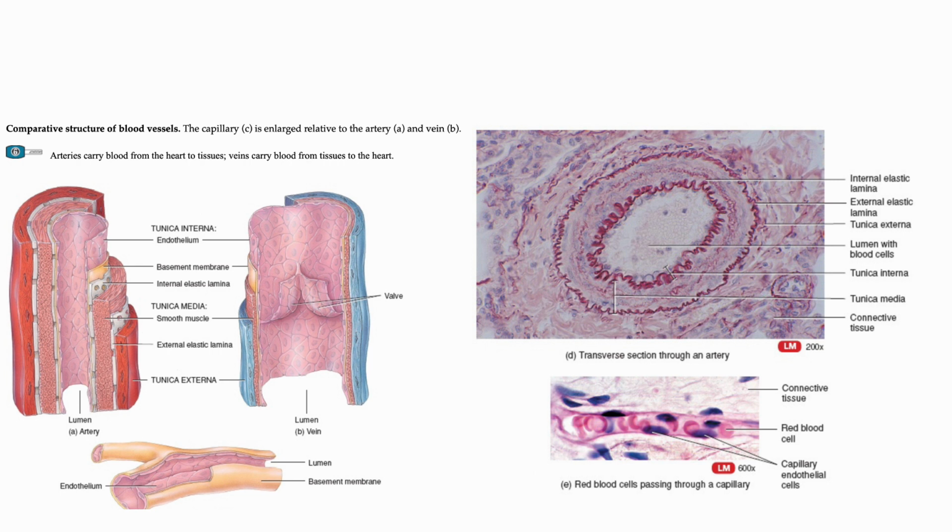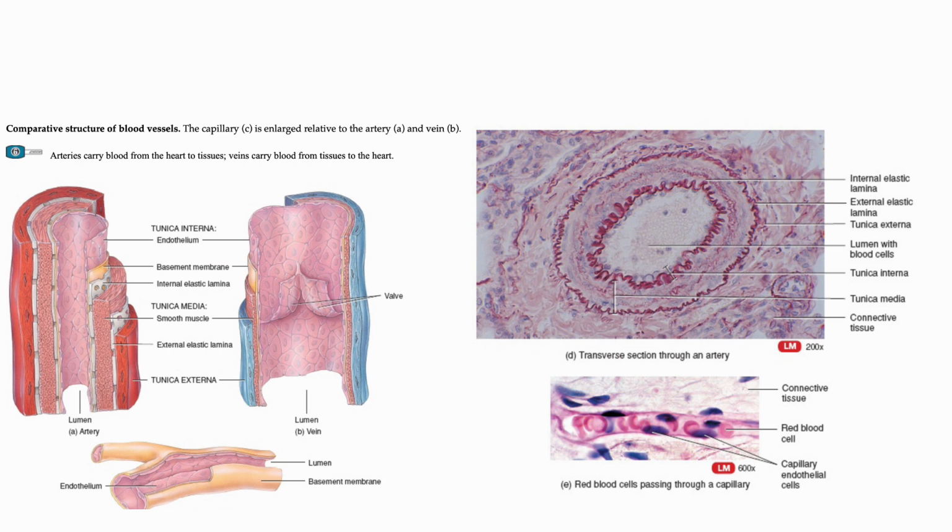The two elastic lamina of the artery can be seen in the photomicrograph cross-section. The dark staining zigzag lines of the elastic lamina stand out prominently, with the smooth muscle in between.